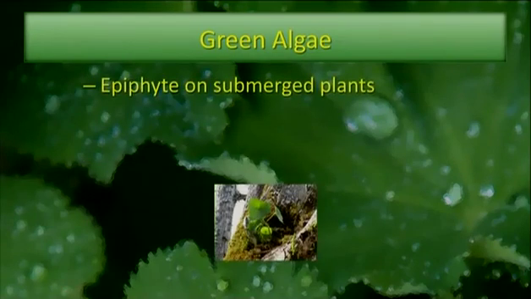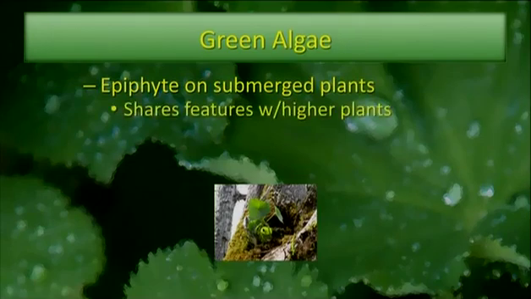It lives as an epiphyte on submerged plants. An epiphyte is either an alga or a land plant that attaches and grows onto another alga or plant without getting any nutrients from it. So this here looks like a little epiphyte on a tree. Algae also can be called epiphytes, the ones that live on submerged plants and other algae.